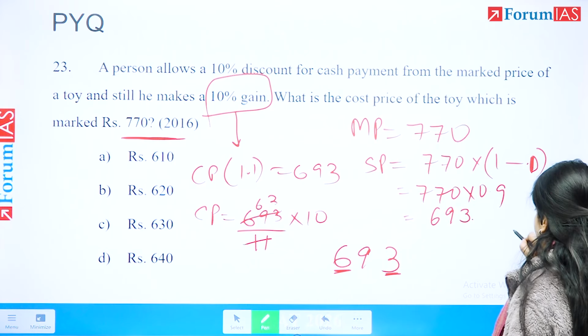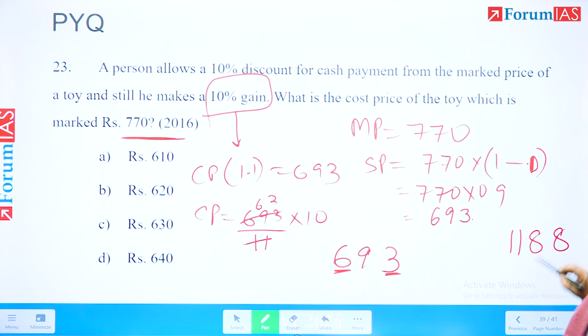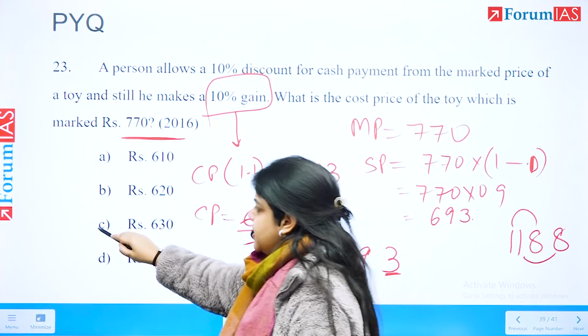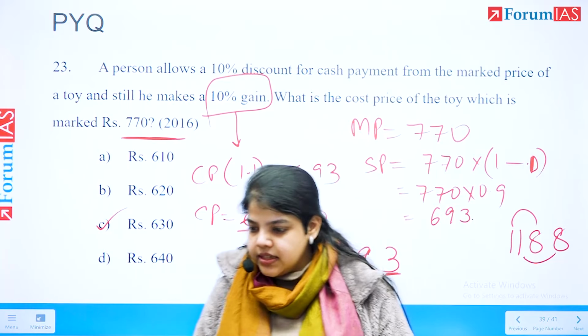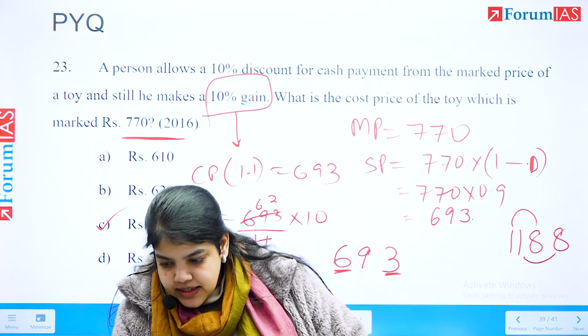In the previous question we had 1188. Divisibility test: 1 and 8, 1 and 8. Is the total equal? Yes. 8 plus 1 is 9, 8 plus 1 is 9. Hence it is divisible by 11. So the right answer becomes 630. C, 630. Absolutely correct, Riya.